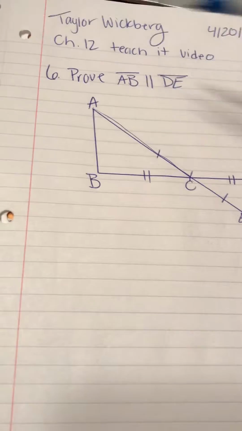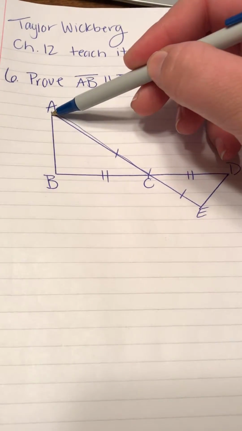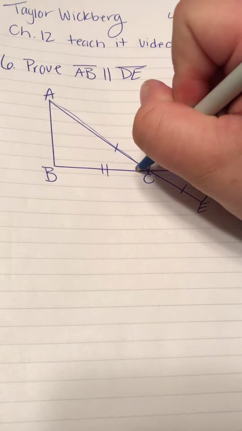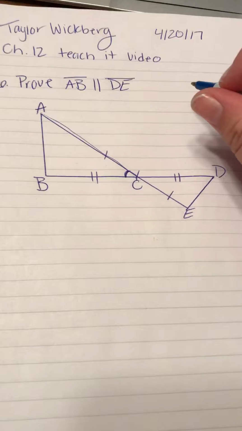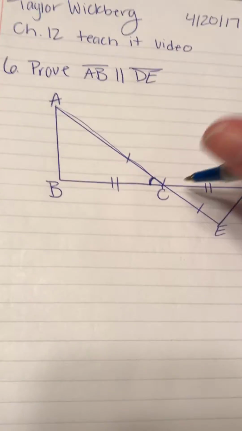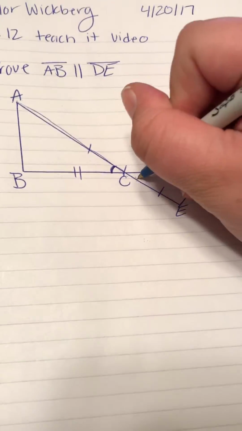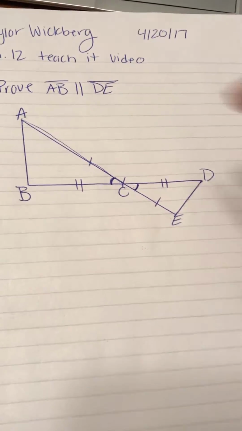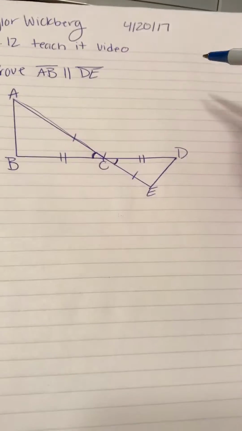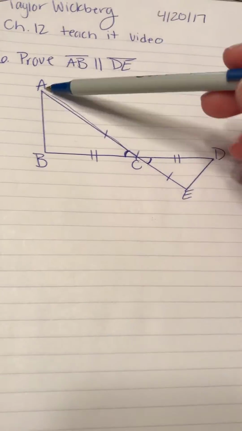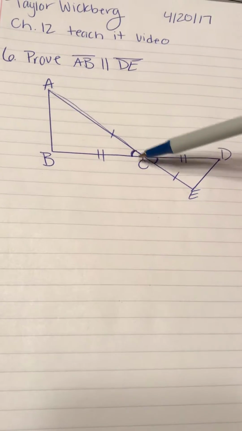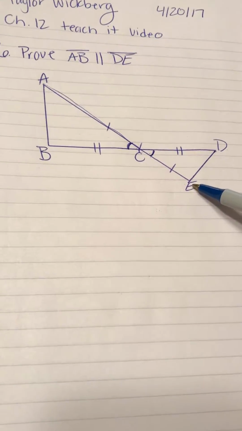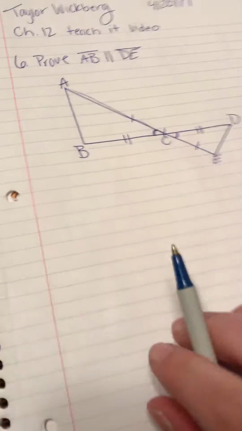So with that, we know that angle ACB, so this angle right here, is congruent to angle ECD, so this angle right here. Okay, so we know that those two are congruent because of vertical angles. Therefore, triangle ACB is congruent to triangle ECD. So let's write that out.